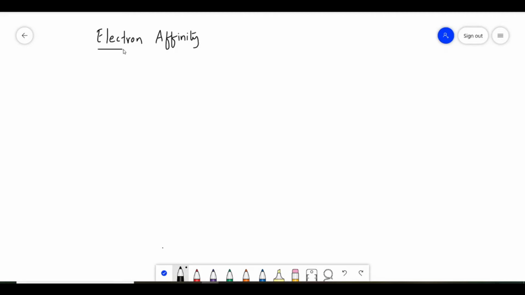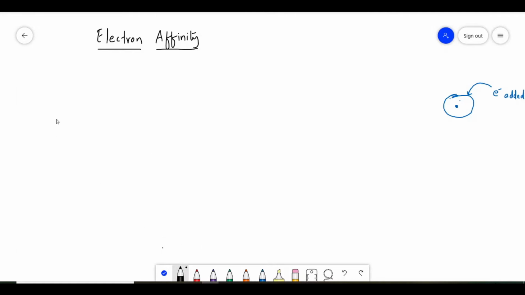So, what is electron affinity or electron gain enthalpy? Suppose there is an atom, and this atom contains a nucleus at the center. Now, if an electron is added into this atom, then energy is released from this atom. That energy is called electron affinity.